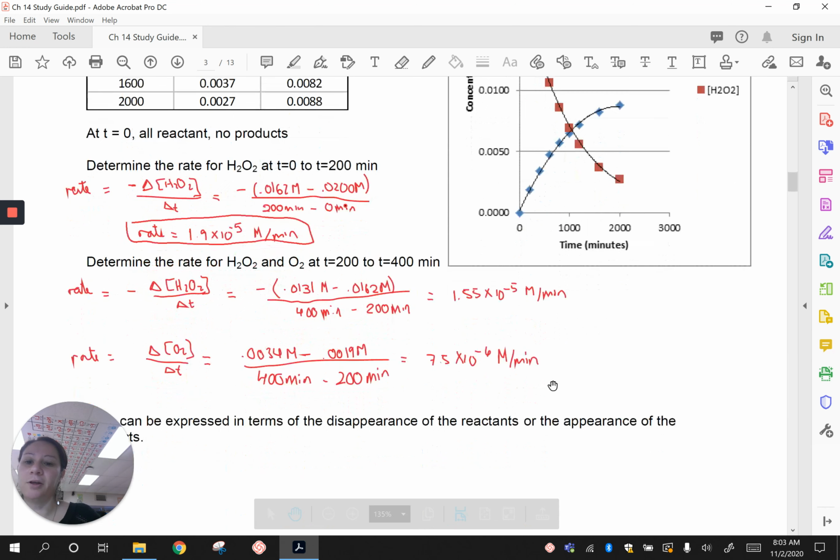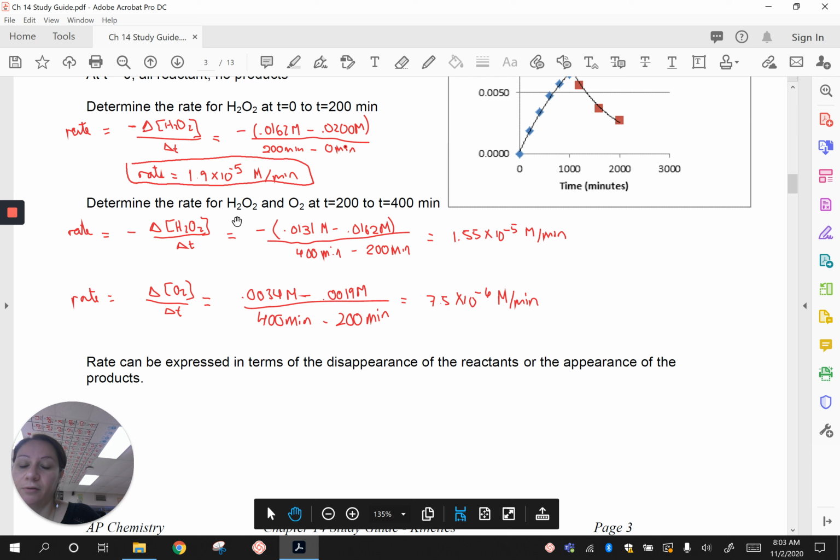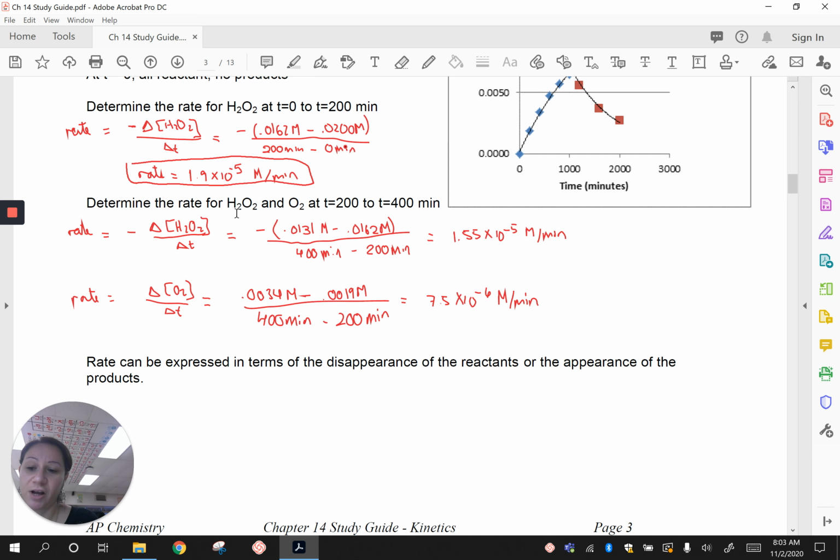So we calculated the rate in terms of, we call it, the disappearance of hydrogen peroxide and the appearance of the oxygen. I don't necessarily love these words because our reactants don't disappear and our products don't appear, right? They form or they get used up, or we react. But that's the terminology that we normally use with kinetics. So you'll see that for the same time frame, the rate of the appearance of the oxygen is different from the rate of the disappearance of the hydrogen peroxide.